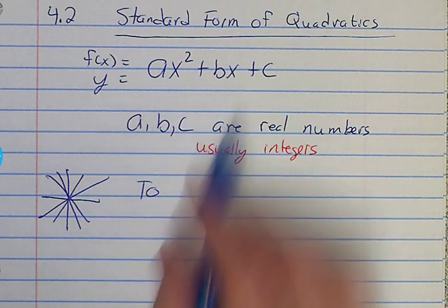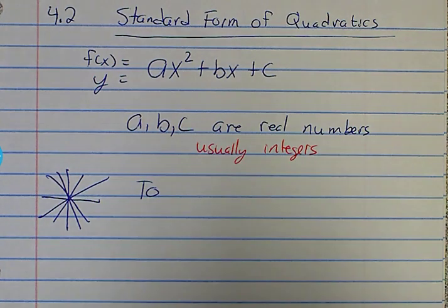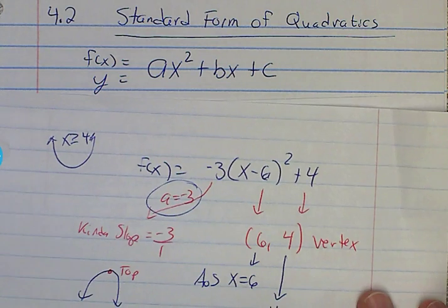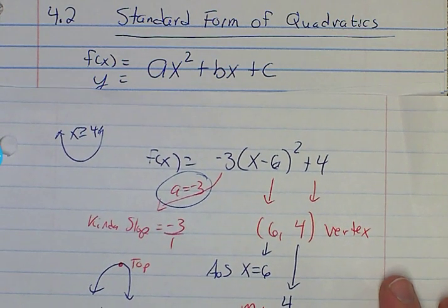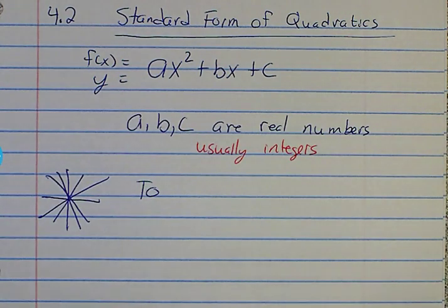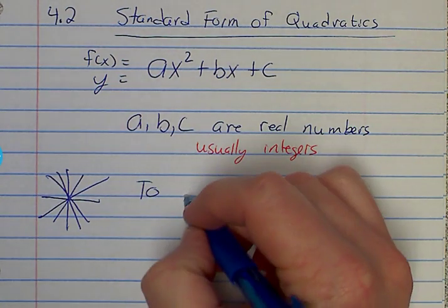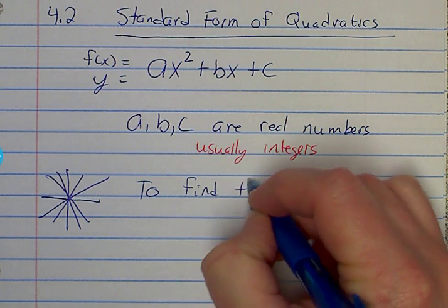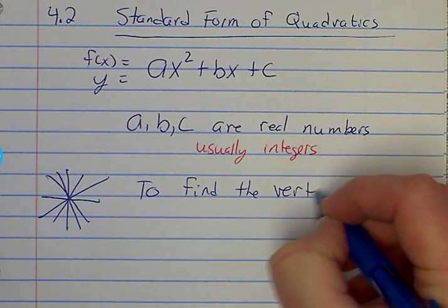Because on this part of it, if we had the parentheses like we had back here, when we were doing this one, we could find the vertex really easy. That's the difference today: you're not going to have any parentheses. So we have to find the vertex. So here we go. Here's how we're going to find the vertex.